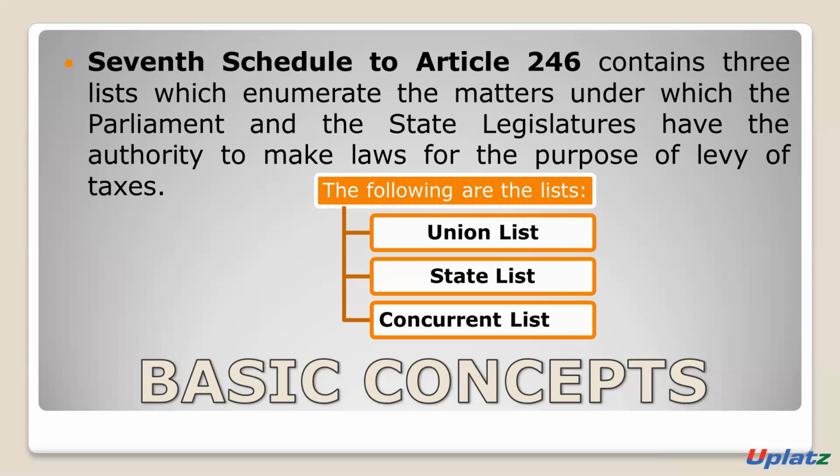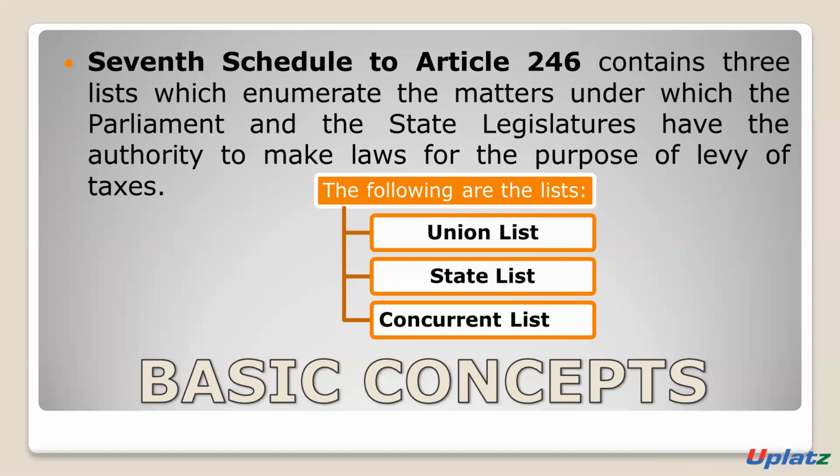Number two is the state list. The state list is a list which contains those matters in respect of which only the state government has the power to make laws.